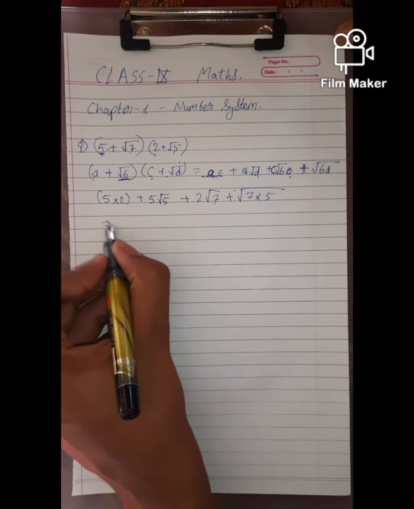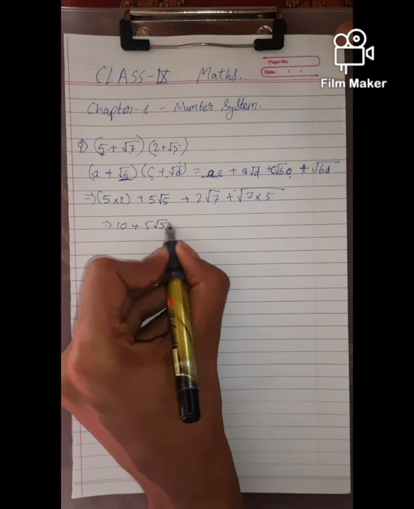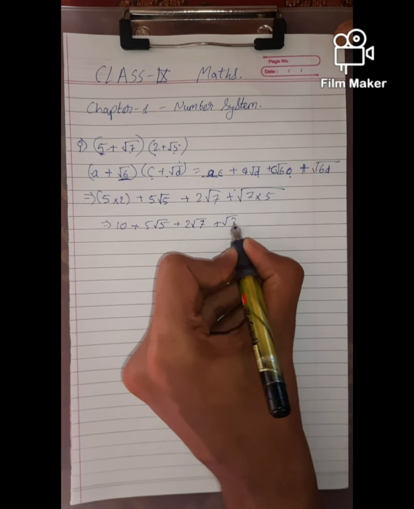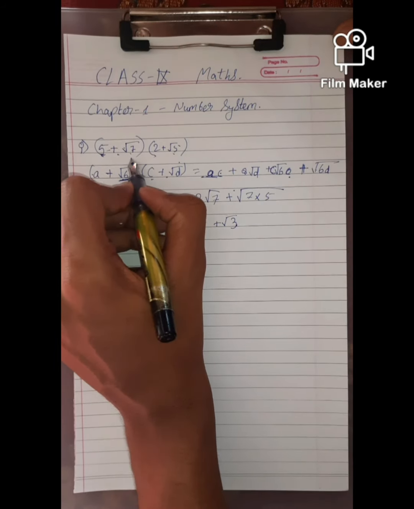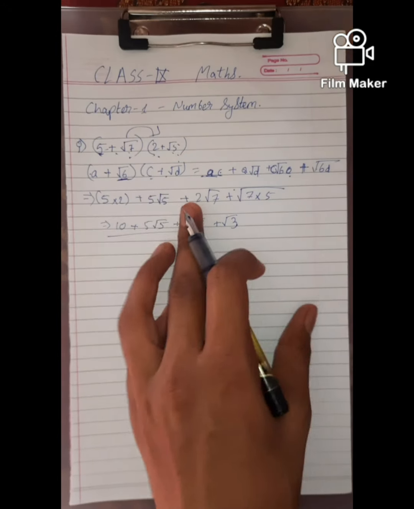So finally what we get is 10 + 5√5 + 2√7 + √35. This is the value of (5 + √7)(2 + √5). So this is the value we get when we multiply both these expressions.